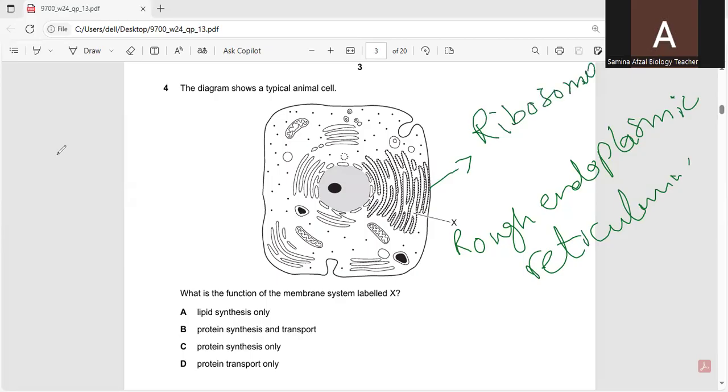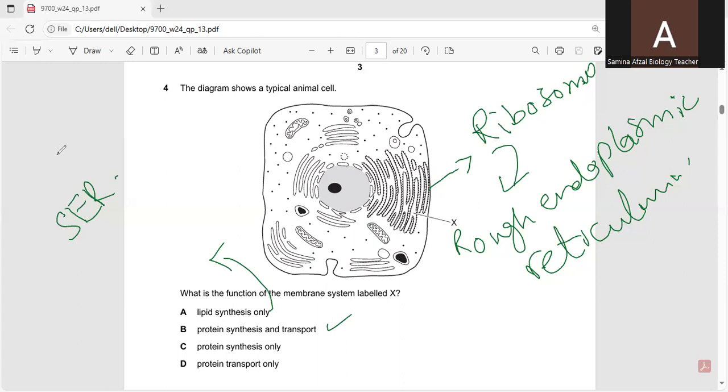So, what is the function of the membrane system labeled X? Lipid synthesis. This is the function of smooth endoplasmic reticulum, not the rough endoplasmic reticulum. Protein synthesis and transport. Yes, this is the function of rough endoplasmic reticulum. You know, in the rough endoplasmic reticulum, ribosomes are attached to it. So its function is protein synthesis. And when the protein is synthesized, it is transported by the endoplasmic reticulum.